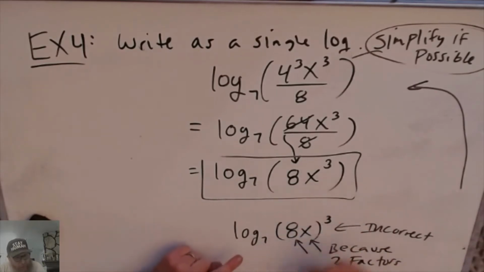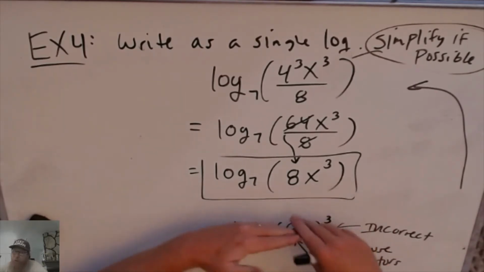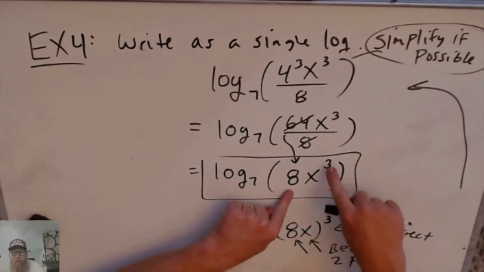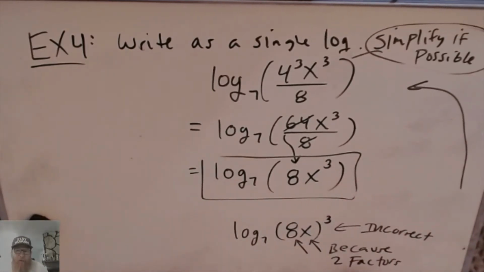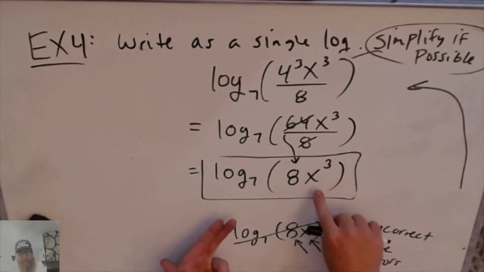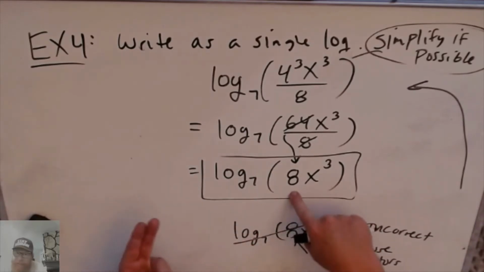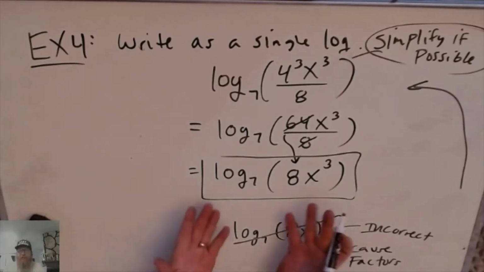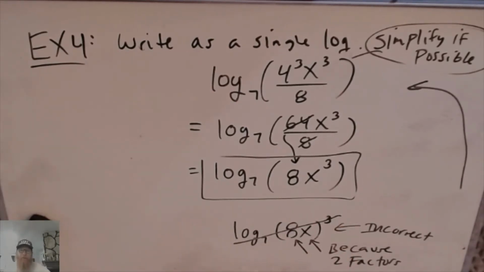I call that tomato, yeah? But if there's two or more factors inside the argument, then the position of the exponent is important. So don't write it this way. That would actually mean 8 times 8 times 8. That's not what we're doing. We're doing x times x times x, but we're not doing 8 times 8 times 8. I'm just leaving it as 8x cubed. So that would be the simplified answer with exponents.